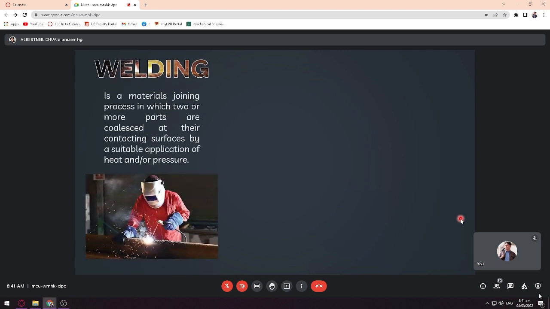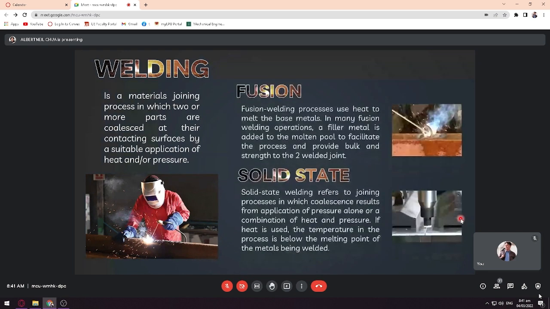So, welding is a materials joining process in which two or more parts coalesce at their contacting surfaces by a suitable application of heat and or pressure. I know familiar naman kayo sa welding kasi sa time ni Sir Tadike sa workshop natin, nakapag-welding tayo. So meron tayong two types ng welding. Basically yung fusion and yung solid state welding.